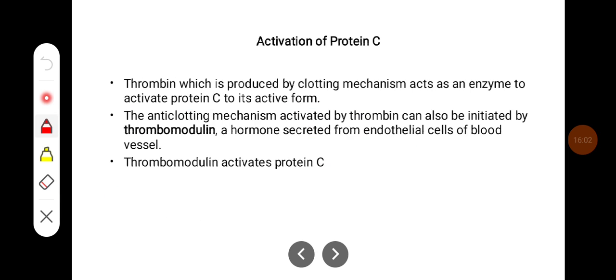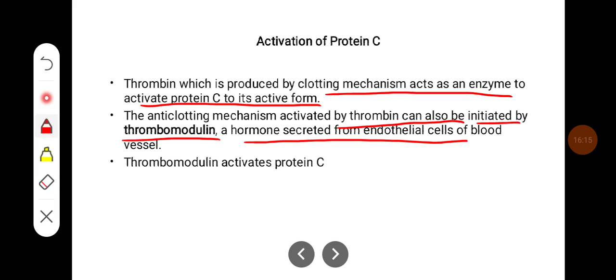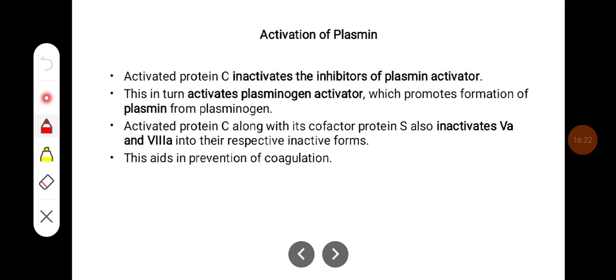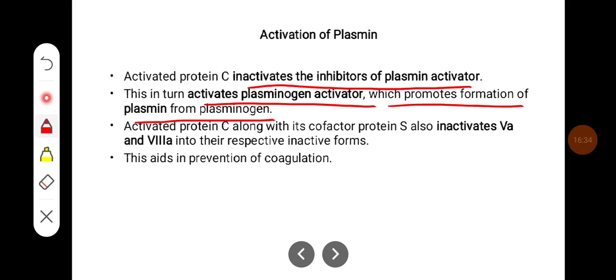The thrombin, which is produced by the clotting mechanism, acts as an enzyme to activate protein C to its active form. The anti-clotting mechanism activated by thrombin can also be initiated by thrombomodulin, a hormone secreted from endothelial cells of blood vessels. Thrombomodulin activates protein C. Activated protein C inactivates the inhibitors of plasmin activator. This in turn activates plasminogen activator, which promotes the formation of plasmin from plasminogen.